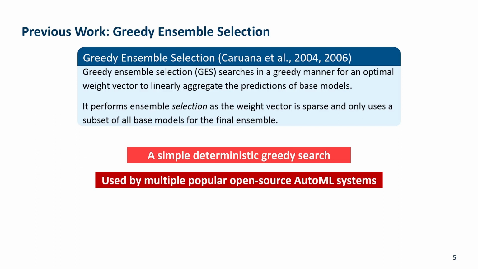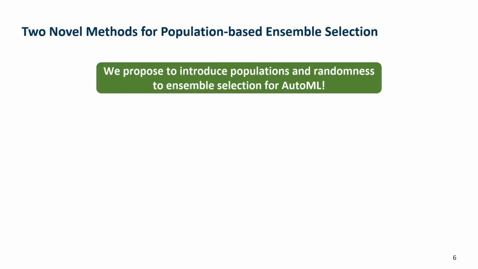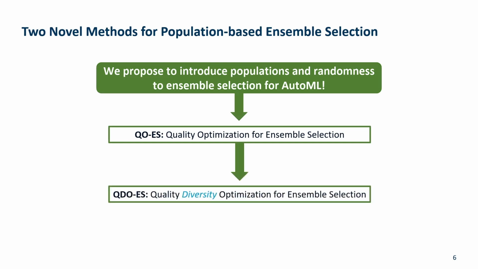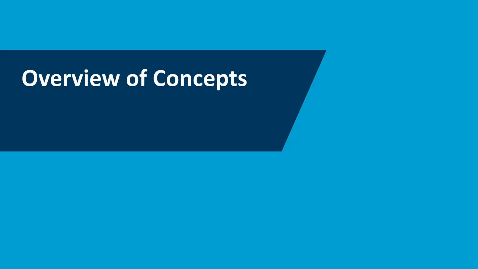As we expect a deterministic greedy search to be suboptimal for AutoML, we asked ourselves if we can do better and were motivated to improve upon greedy ensemble selection. As a solution, we propose to introduce populations and randomness to ensemble selection for AutoML, following their success in other optimization settings. Based on this, we created two methods. First, quality optimization for ensemble selection, and second, building upon the previous idea, quality diversity optimization for ensemble selection. For more details on these methods, let me share their concepts.